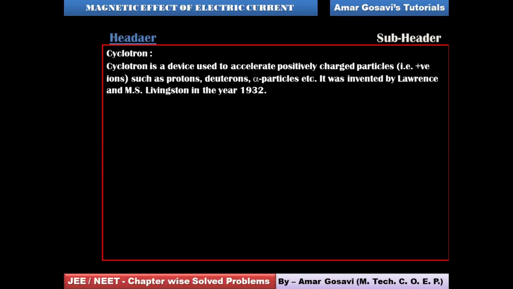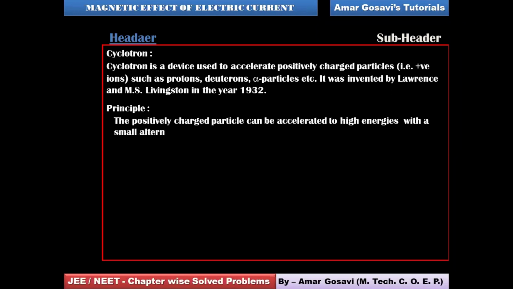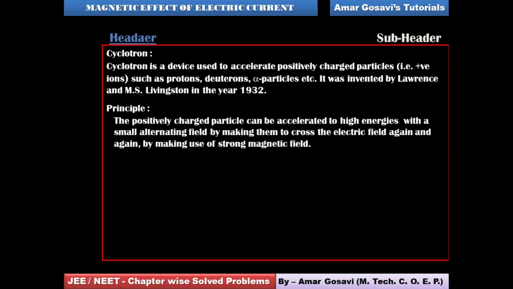Okay. Now, let's understand the principle on which a cyclotron will work basically. It works on the principle that a positively charged particle can be accelerated with alternating fields by making it cross over the electric field, and then that electric field should be in the vicinity of a strong magnetic field. So we are making two fields, electric field as well as magnetic field, interact with each other, so that the positively charged particle will get accelerated.